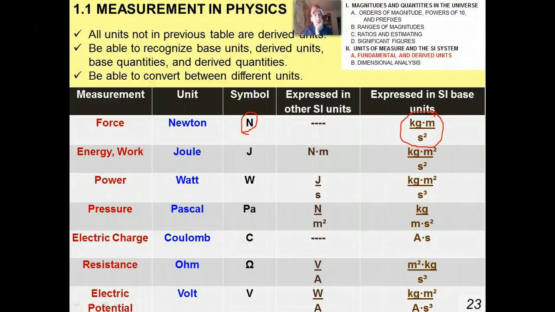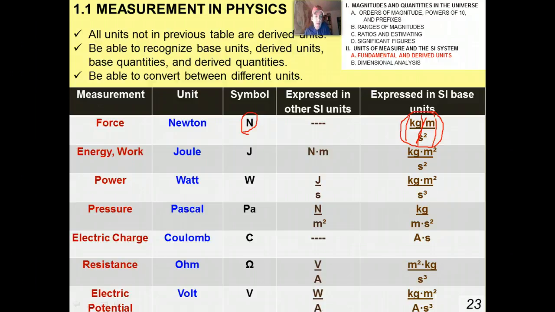And really, where does this come from? Well, if you think about F equals MA, this part right here, the kilogram is the M, and the meter per second squared, that's my A. So it would make sense that to express a Newton in terms of SI base units is going to be a kilogram times the meter per second squared.